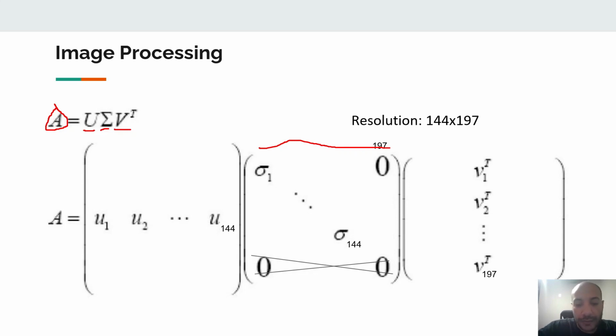In this format, because the number of rows is smaller than the number of columns, we don't have any zeros in here. Zeros only appear if the number of rows is larger than the number of columns, and it's vice versa. So if the image was 197 times 144, you would have zeros in here and nothing in here. Jumping to the V transpose matrix, you will have the number of columns here, so this corresponds to 197 rows.